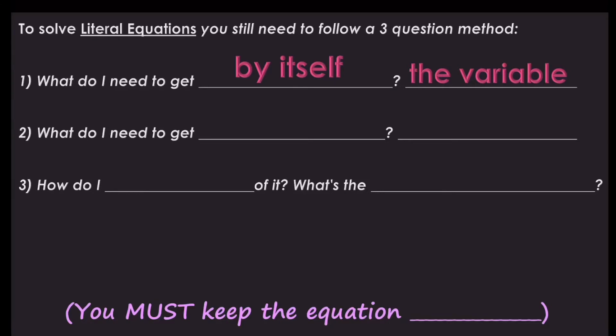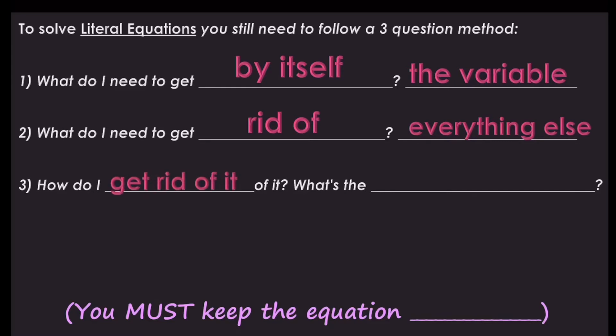Once you've identified that, you have to ask yourself, what do I need to get rid of? Meaning, what do I need to bring to the other side? What that's going to be is everything else. Anything that's not the variable. Okay? Your third question you ask yourself, how do I get rid of it? It's what is the inverse operation? So these questions will help you figure out what to move.